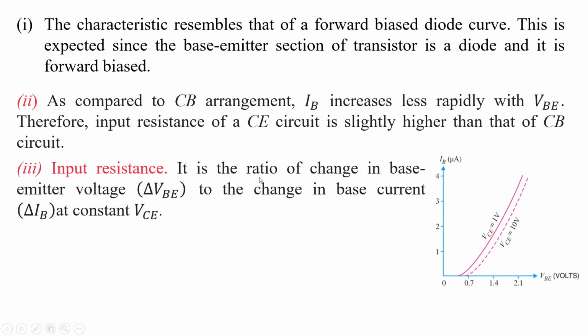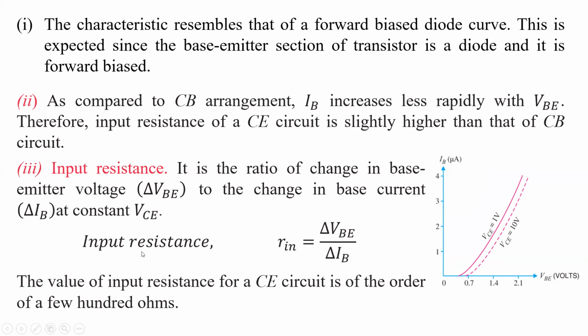To calculate the input resistance, we have to take the ratio of change in base emitter voltage to the change in base current at constant VC. That is input voltage divided by input current at constant output voltage. So the formula for input resistance Ri is equal to change in VBE, that is change in input voltage, divided by change in IB, that is change in input current.